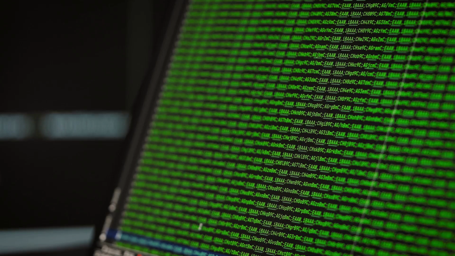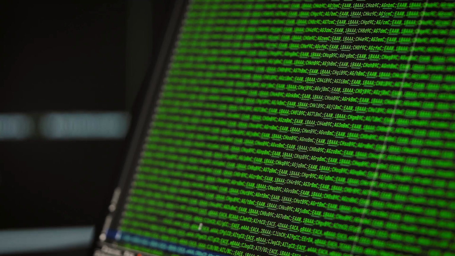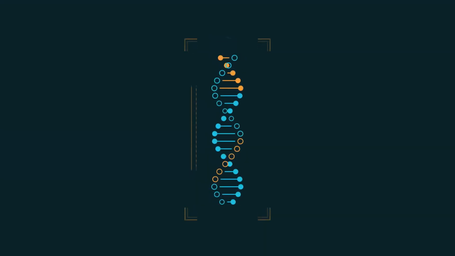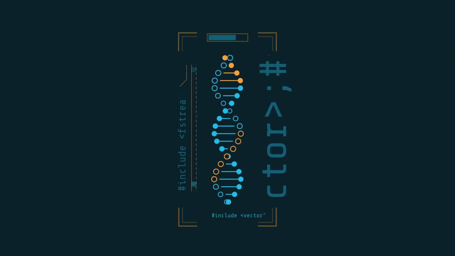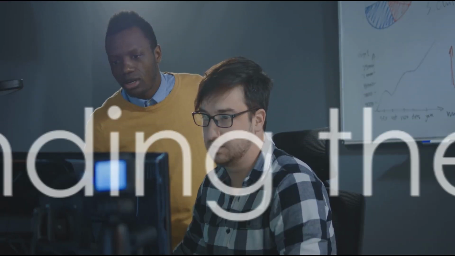At its core, developing programming code involves translating a problem or a task into a series of logical steps that a computer can understand and execute. Here's a breakdown of the key steps involved in the process.